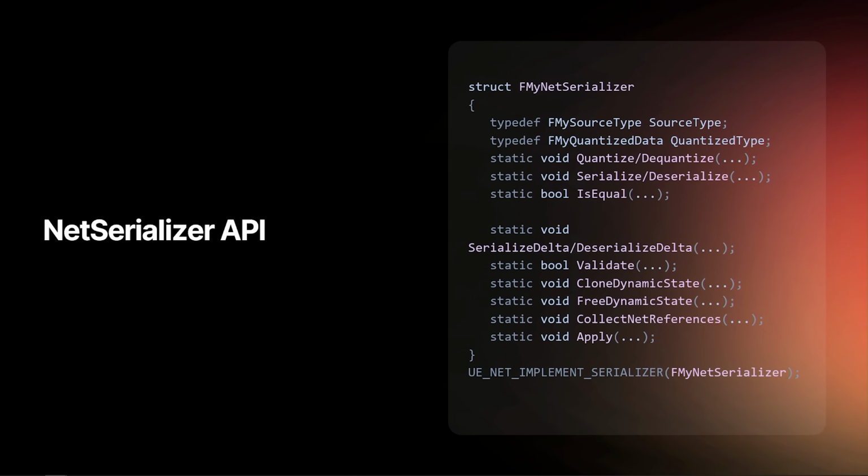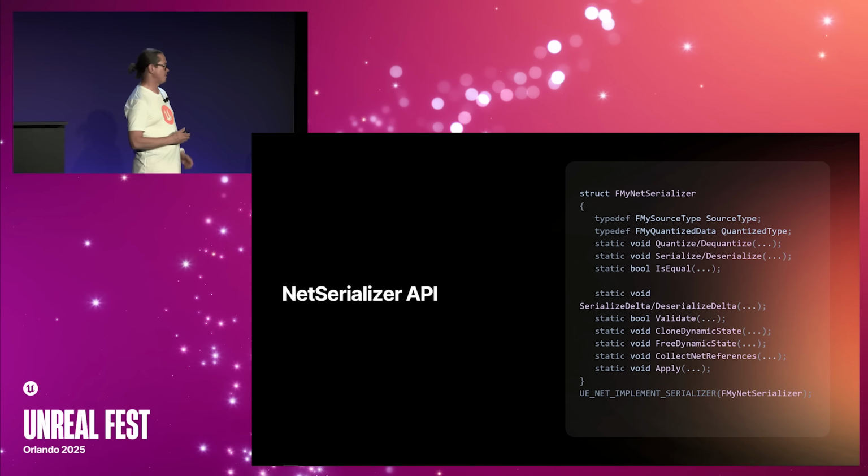And here's the only code slide I'll show today, the NetSerializer API. It may look a bit daunting. For a primitive type, it's not that much you would have to implement. Then it's just the typedef of the source type and serialize and deserialize. But since you will be porting structs to this, you may need to implement a few more of these functions.